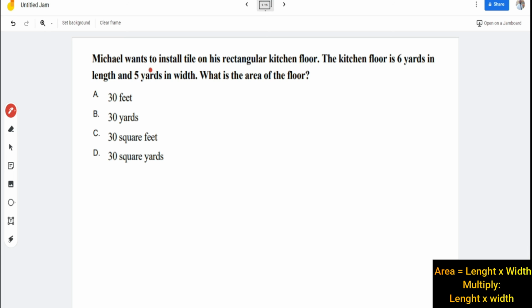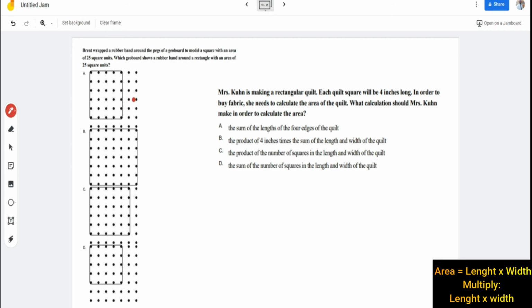Next, Michael wants to install tile on his rectangular kitchen floor. The kitchen floor is 6 yards in length and 5 yards in width. What is the area of the floor? Remember, area is to multiply length times width. Here you have 2 problems in one.